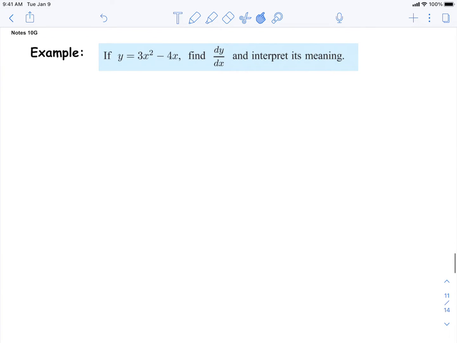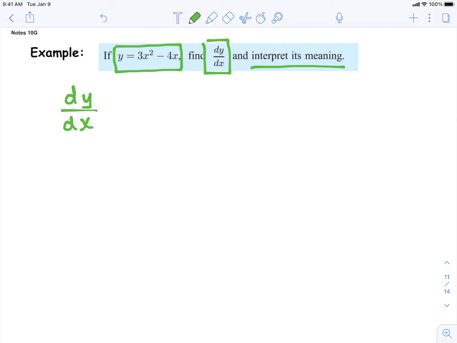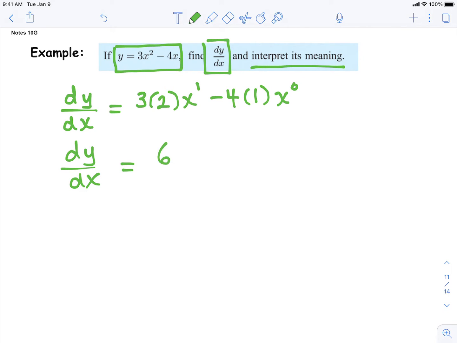Here's another example. It says if we have this function and we find the derivative, what does it mean? So let's find the derivative first. So dy/dx, use our power rule. So bring our 2 down in front. Bring our 1 down in front. And then simplify. So we get 6x minus 4.